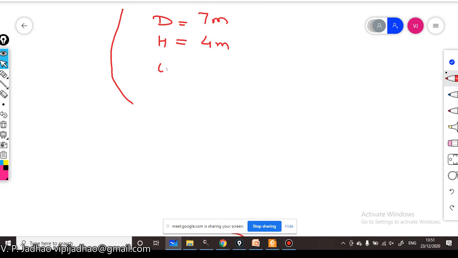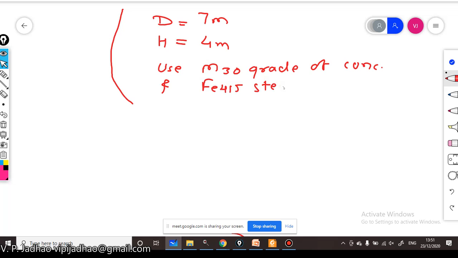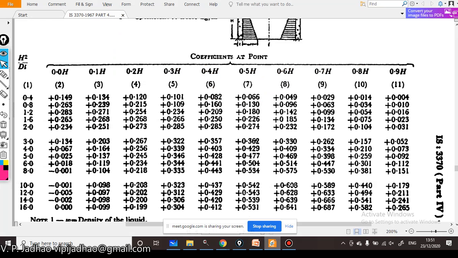So let us use M30 grade of concrete and Fe415 HYSD steel. We'll be using these two grades of concrete and steel. Now we have to find out the values of different permissible stresses. Let us consider value of sigma CBC. This will be given in IS 3370.